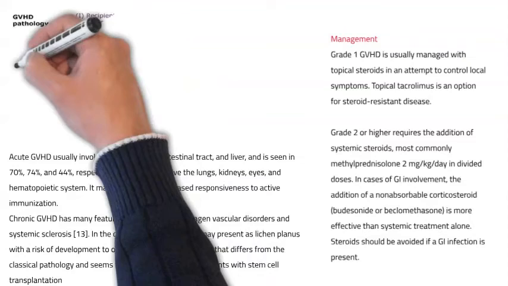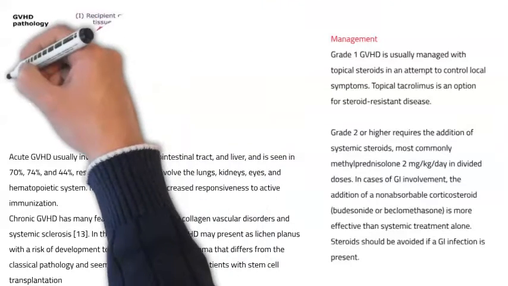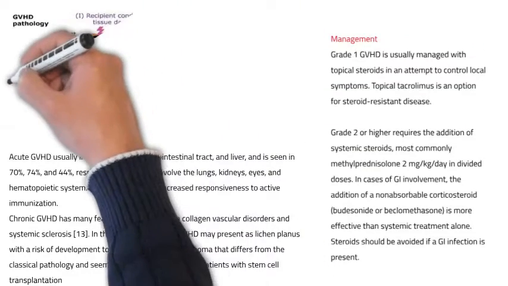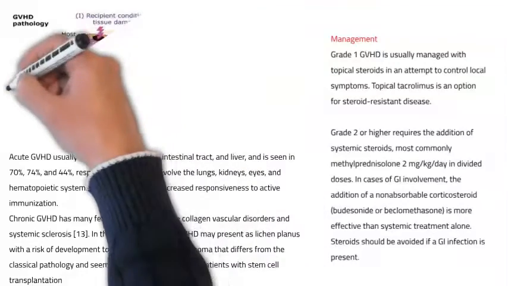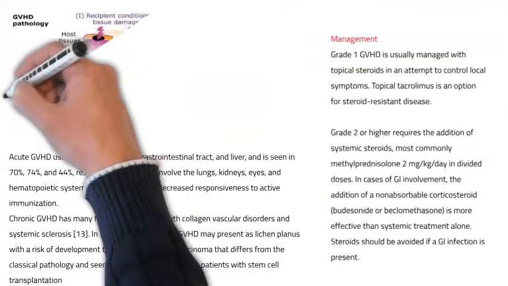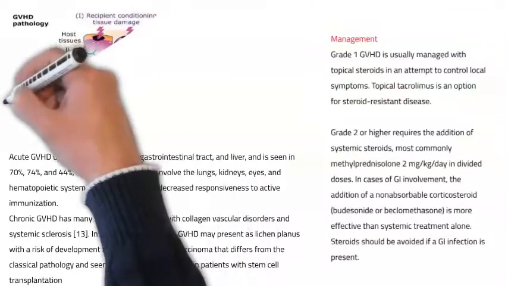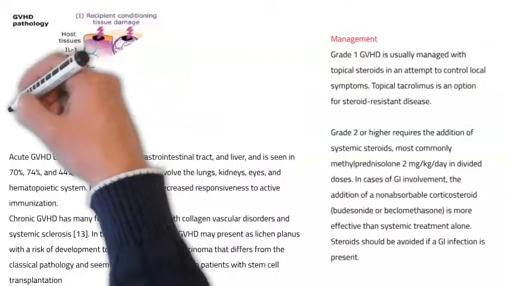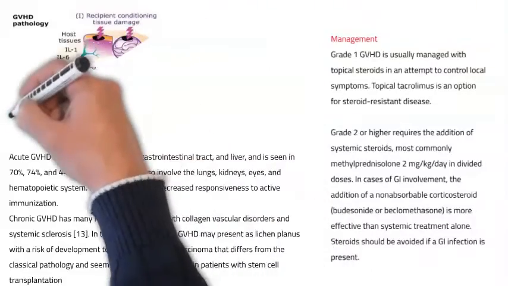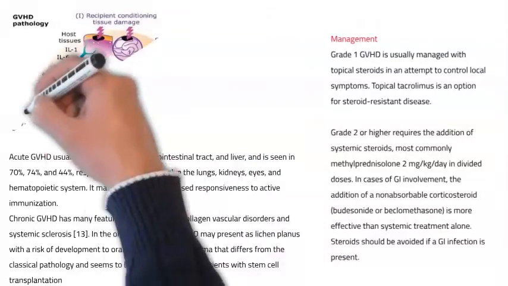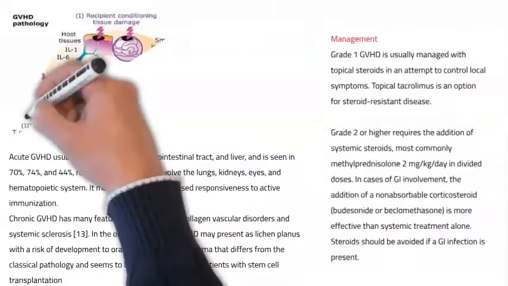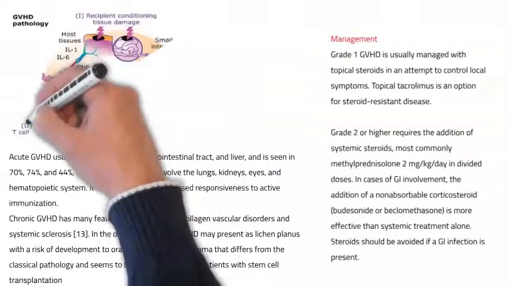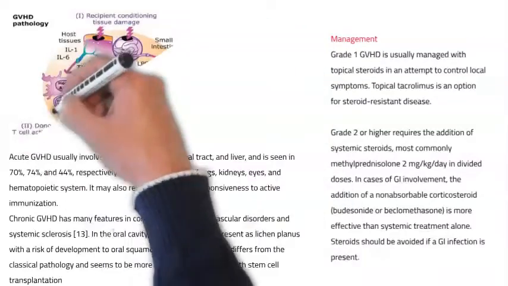Chronic GVHD has many features in common with collagen vascular disorders and systemic sclerosis. In the oral cavity, chronic GVHD may present as lichen planus with a risk of development to oral squamous cell carcinoma that differs from the classical pathology and seems to be more aggressive in patients with stem cell transplantation.